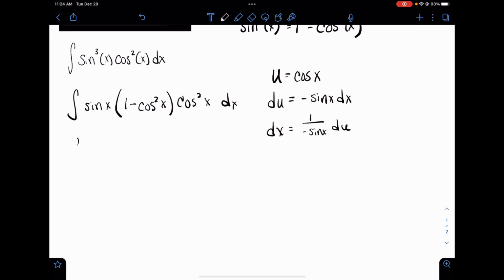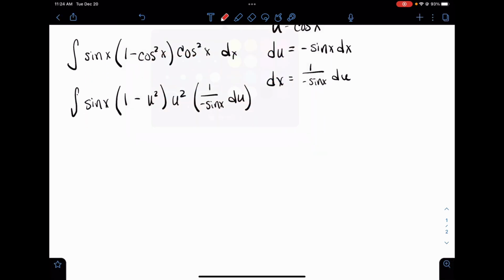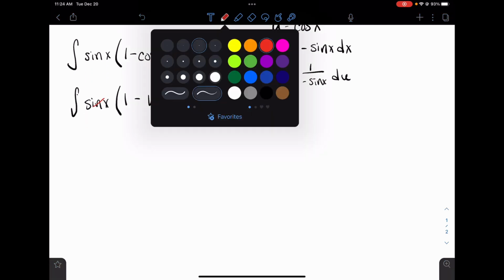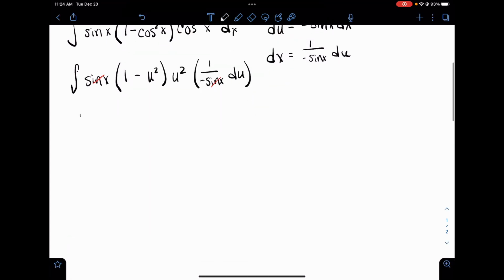So we have sine of x times 1 minus u squared times u squared. And if you subbed in for dx, you'll get 1 over negative sine of x du. And you can see exactly what I'm talking about here. This sine of x is going to cancel out, and we'll just get left with u's, which we can integrate. So we get left with u to the fourth minus u squared du.